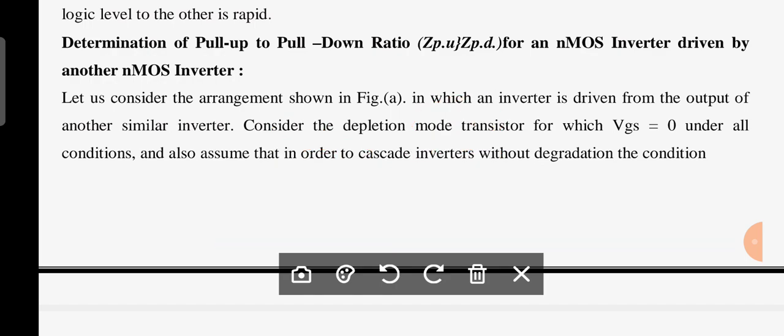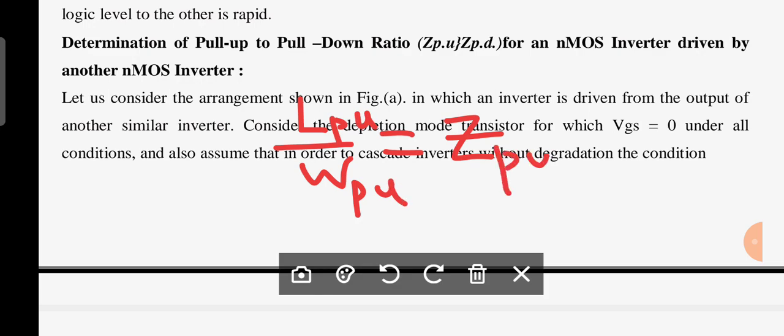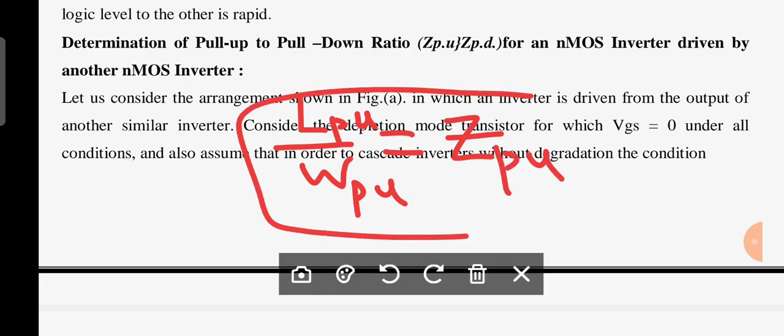Is it clear? Now I would like to tell the length: L by W is equal to Z. Here, the length of the pull-up transistor upon the width of the pull-up transistor gives the pull-up impedance. Is it understood, all of you? Now we will see some quickly.